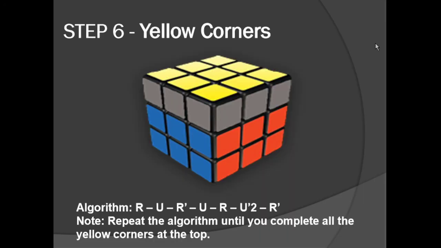Next, we have the yellow corners. Our algorithm for solving the yellow corners is this: R, U, R prime, U, R, U prime 2, and then R prime. You just need to repeat the algorithm until you complete all the yellow corners at the top. It can be 4, 5, or 6 times. Maybe if the cube is already arranged, it can be only thrice or twice, but it depends on the way you rotate your cube.